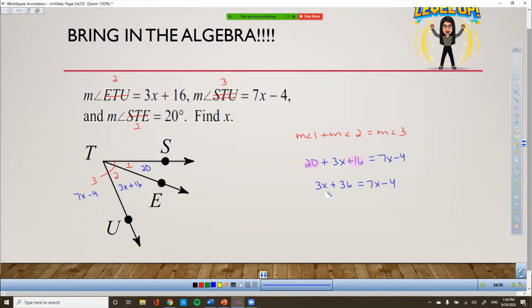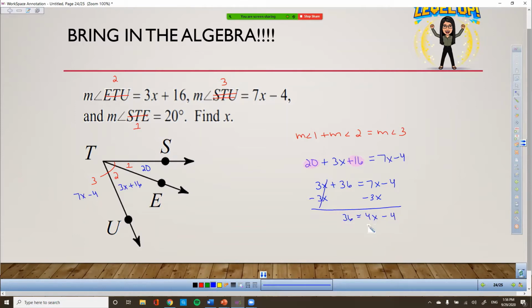Best one to move is the one with the least. So in this case, 3x to the opposite side. So opposite sign, minus 3x, minus 3x. This goes away, and I'm left with 36 equals 4x minus 4.